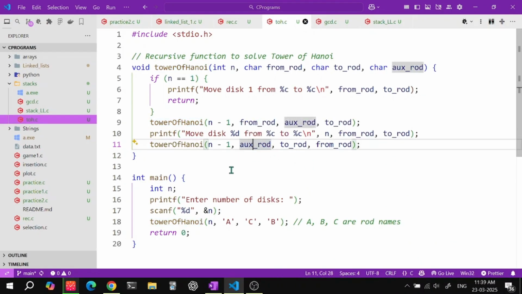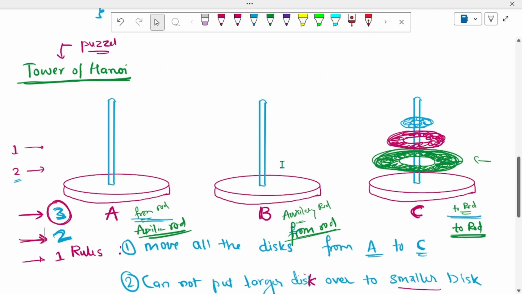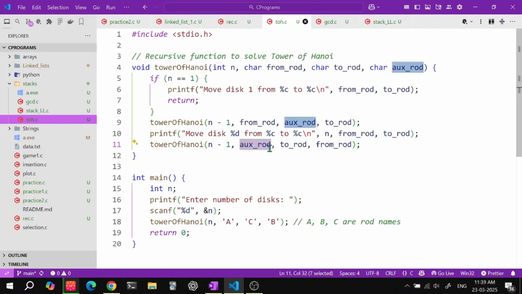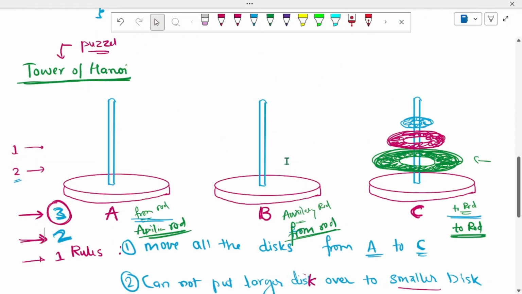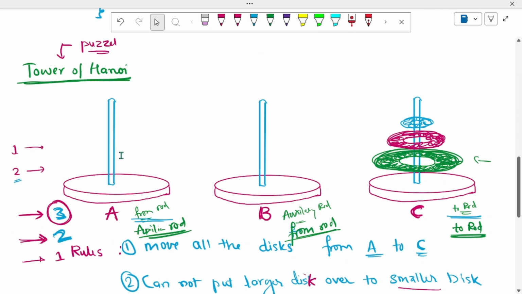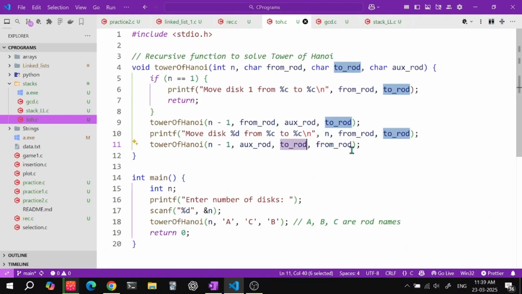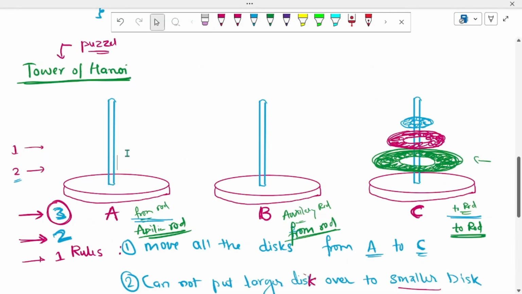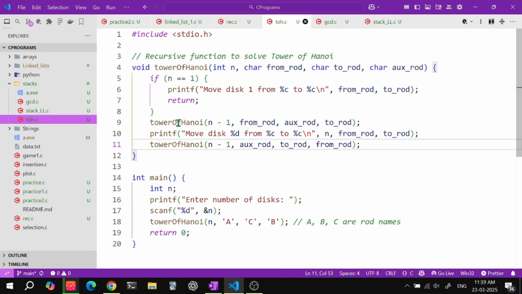We need to move from B, that is auxiliary rod, to C, to rod, using what? This from rod. Using this from rod. This one will be using and will be moving it here. Fine. And when you call this function again and again, this will solve your problem.